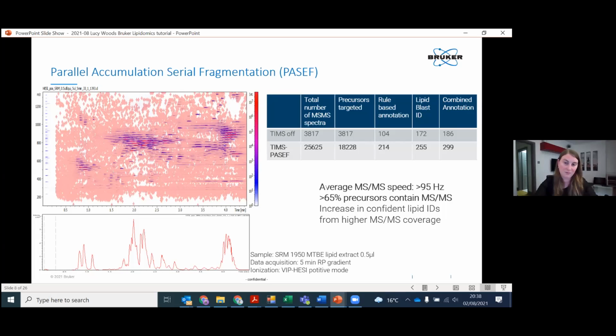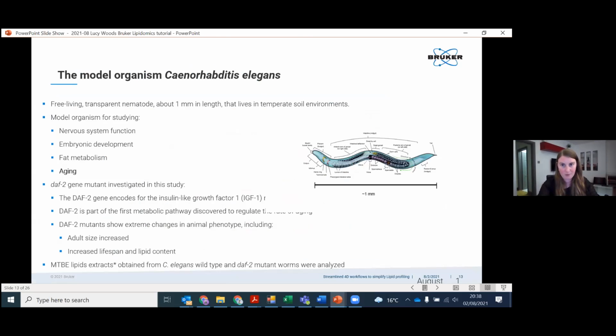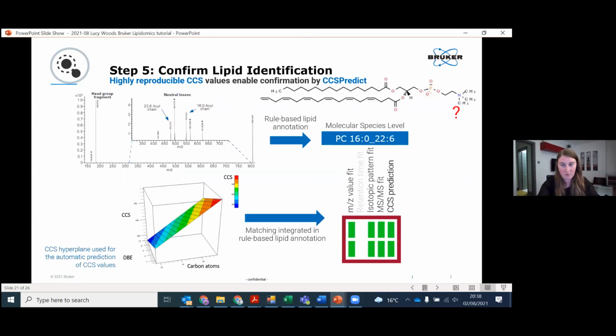Good. Yeah, it has come up in discussion a lot after the recent publication. At the moment, the way that we do it is not numerical. We characterize each of the attributes separately: accurate mass, retention time, isotopic pattern MS fit, and CCS prediction. We have a score for each of them, but we haven't yet combined them into a single score. But you're right, it would be the next step.